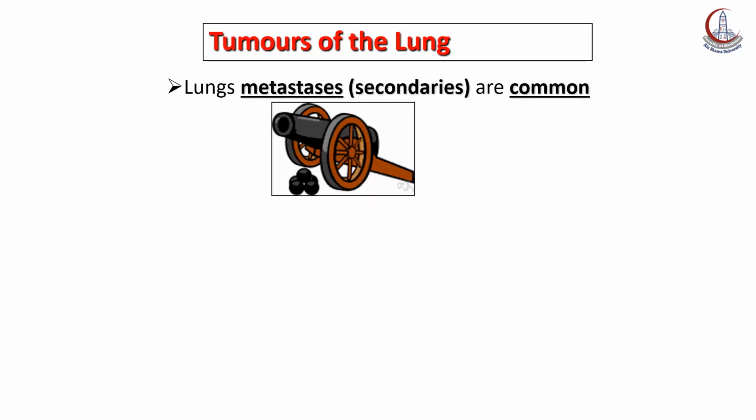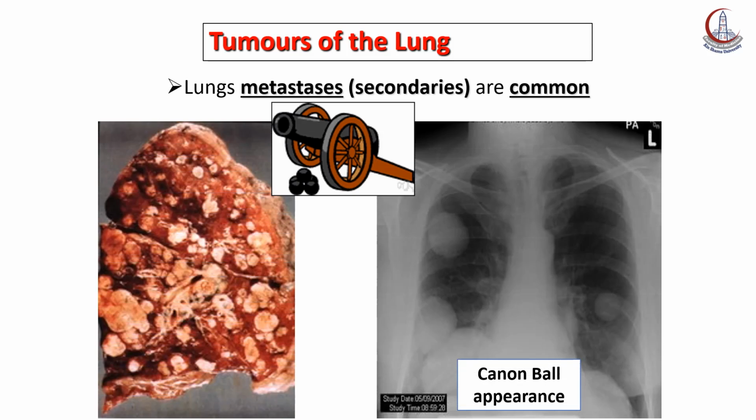Lung metastases are very common. They appear as multiple nodules scattered all over the lung or as one large rounded or oval mass with smaller nodules. In case of a large rounded mass, we call it cannonball appearance.